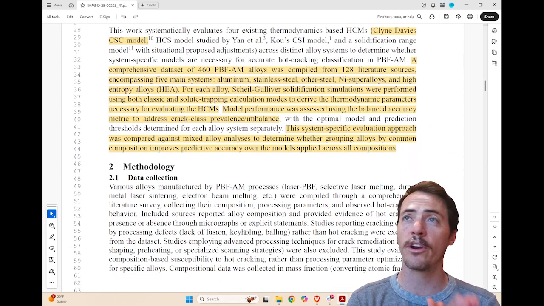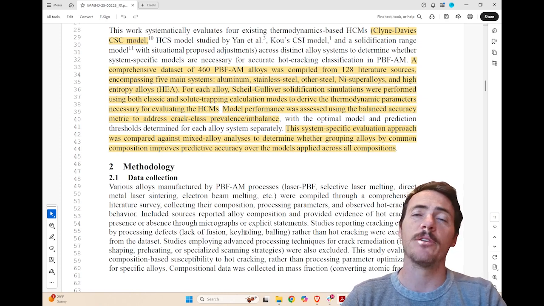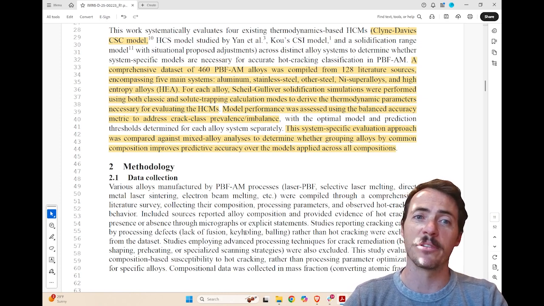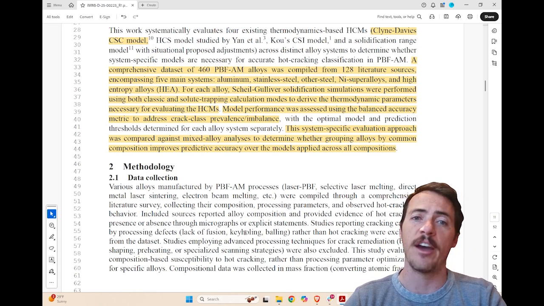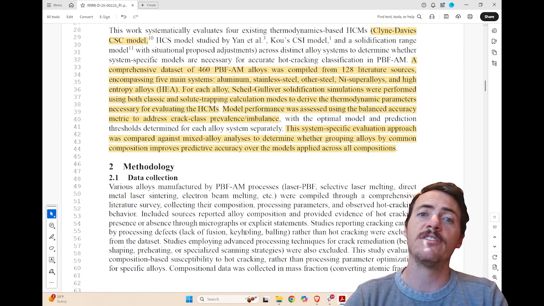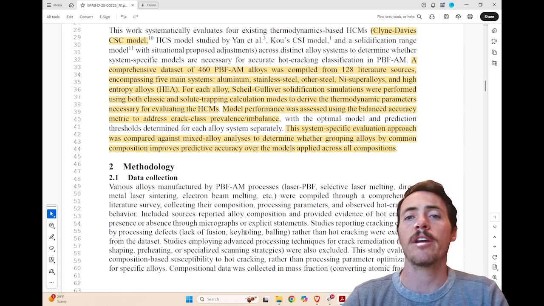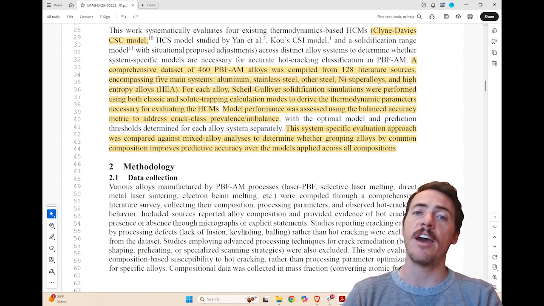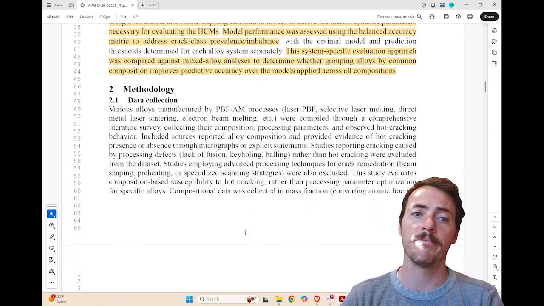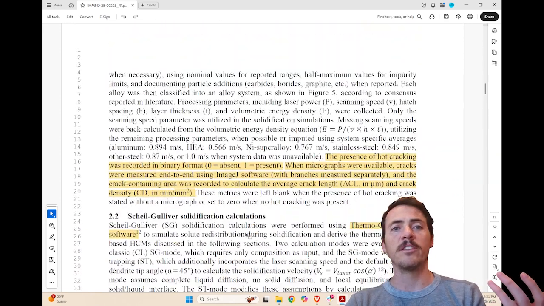They looked at 460 different alloys taken from 128 lit sources across these 5 different alloy families. And they did these Scheil-Gulliver calculations. They did the whole implementation of these hot cracking models. And then they assessed it against actual experimental data. So they went about collecting the data.